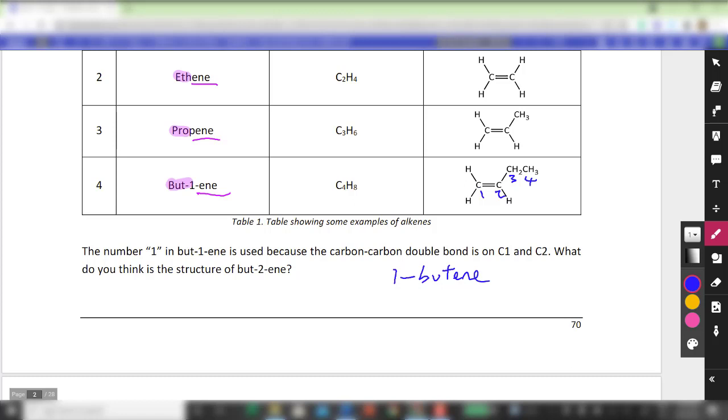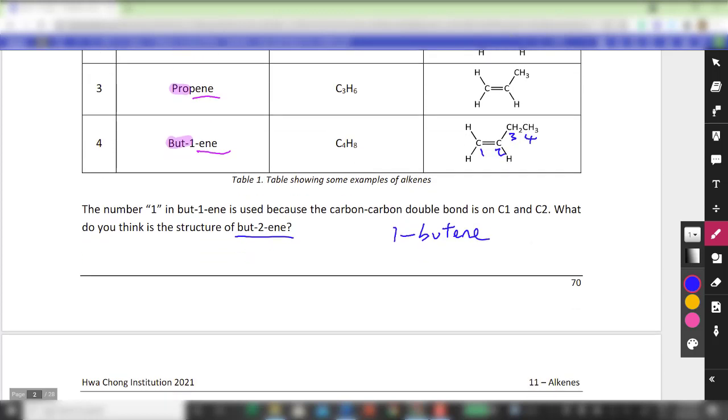Some textbooks or websites you come across may name it as 1-butene or 2-butene. But for the purpose of H2, we tend to put the numbering in between the prefix and the functional group, so we just call it but-1-ene. For but-2-ene, as the name implies, the double bond will be between carbon 2 and 3. So if you have a butene like this, carbon 1, 2, 3, 4, the C=C double bond will be formed between carbon 2 and 3.